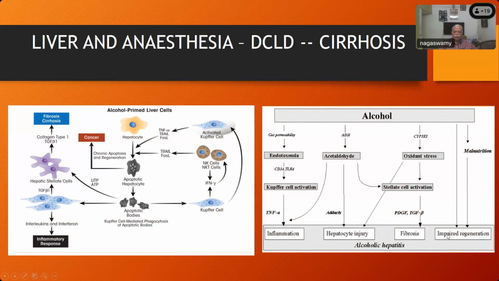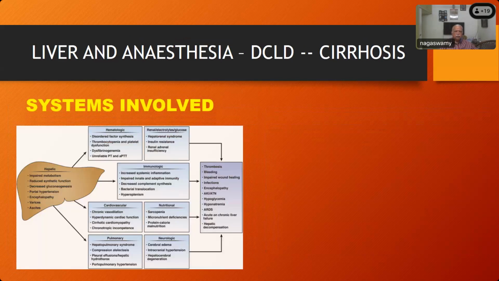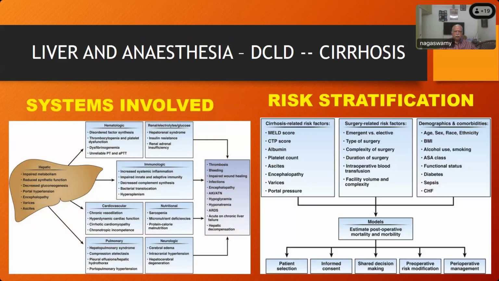So in cases which become very severe cirrhosis, the ability of the hepatocytes to regenerate is also affected. So that is the reason why they become severely cirrhotic. And systems involved, of course, again we get the risk classification. This is cirrhosis related risk factors. These are all the things which are taken into account.